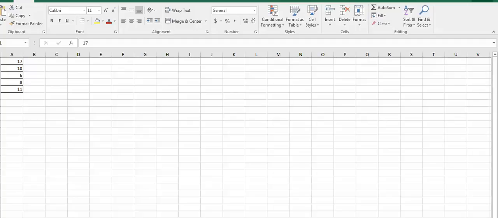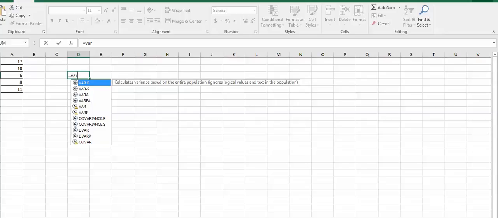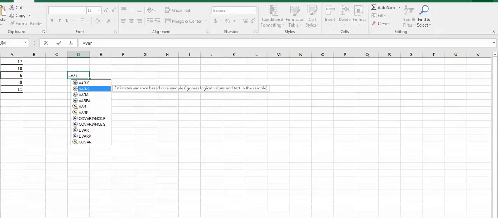Okay, in this concept, we want to find sample variance and sample standard deviation. So I'm going to pick an open cell, and I'm going to start to type the word variance. Now, when I start to do this, several options show up for me, but most of these are not relevant for our course. We've got VAR.P and VAR.S, so variance of a population and variance of the sample.